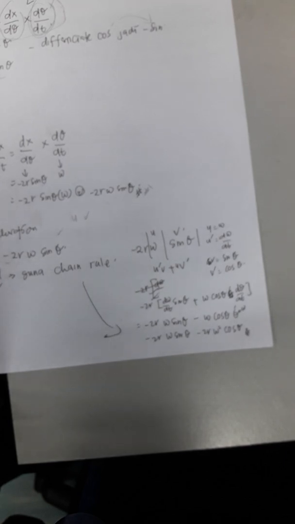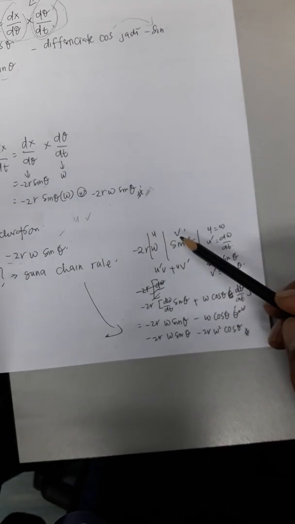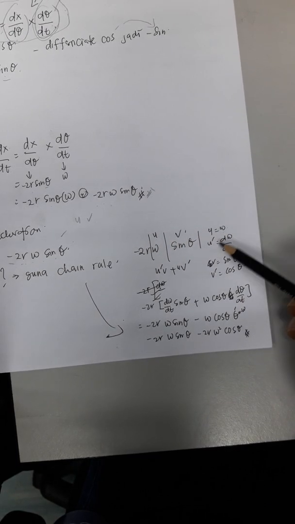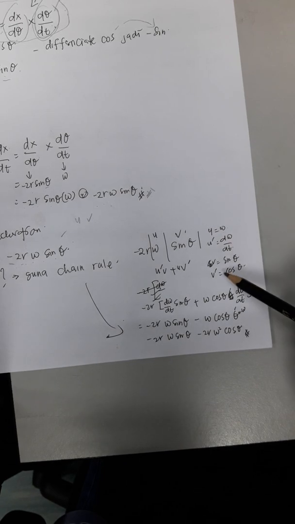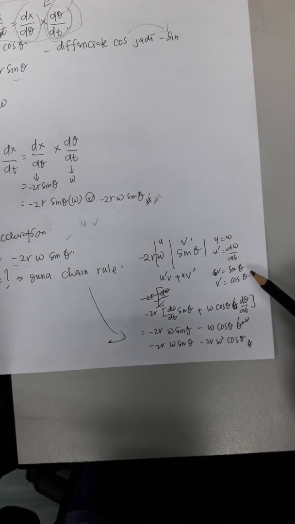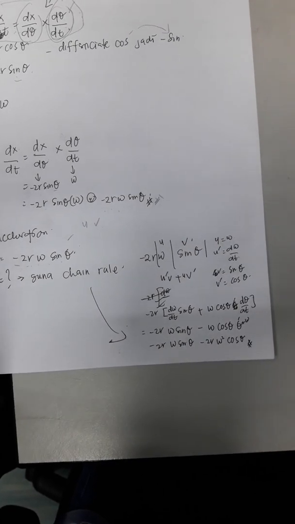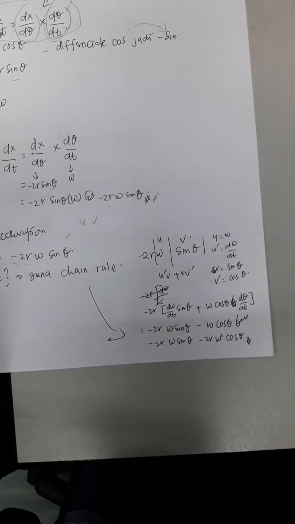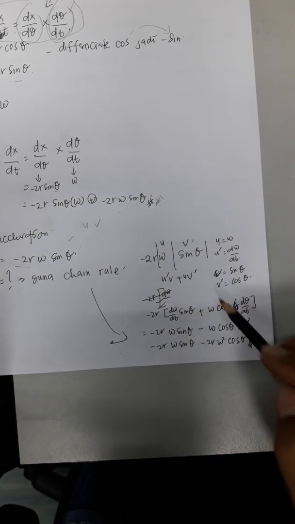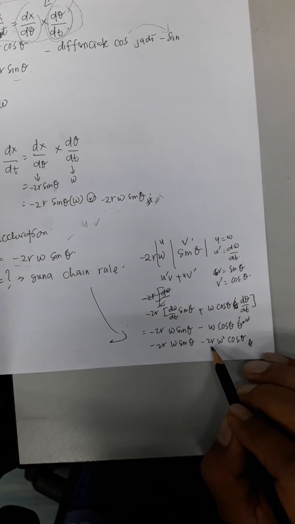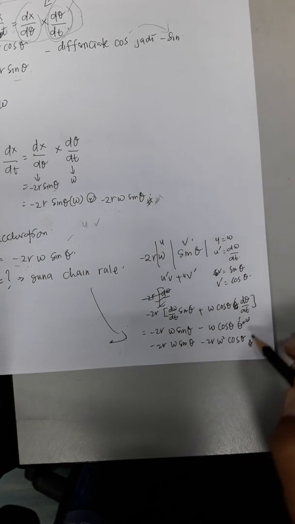I repeat again. How to solve this equation by using the product rule, which is u and v. Imagine that in this equation, omega equals u and v equals sin theta. So u equals omega, u prime will be d omega over dt, v equals sin theta, v prime equals cos theta. So by using this, which is in additional mathematics that you have studied before in matriculation and SPM, we get negative 2r omega sin theta plus negative 2r omega squared cos theta. So this is the equation.